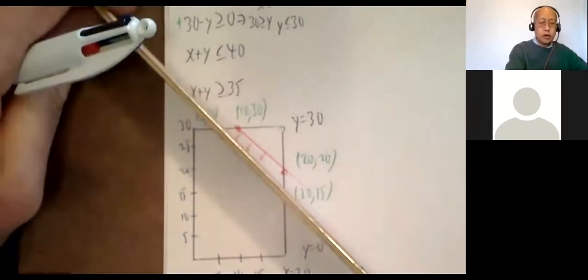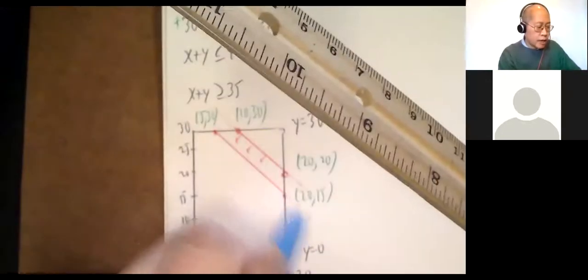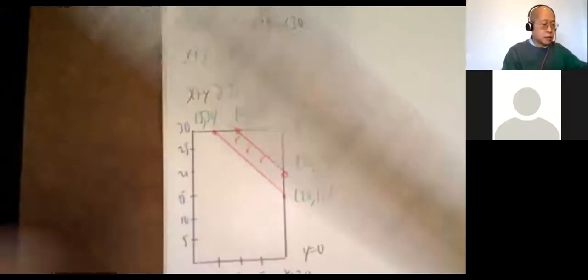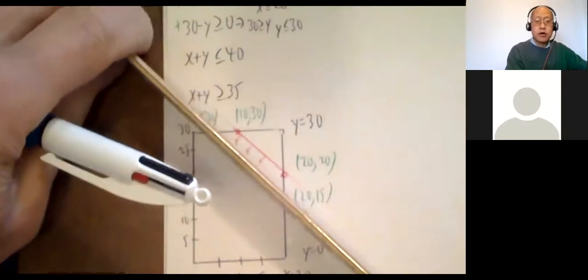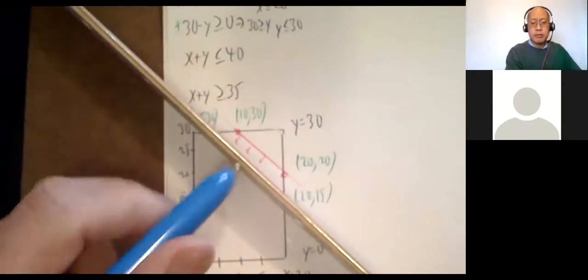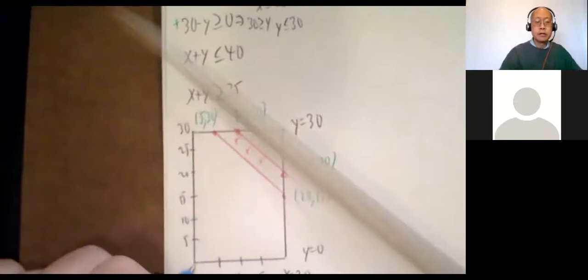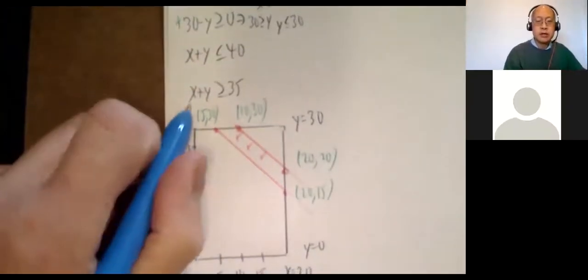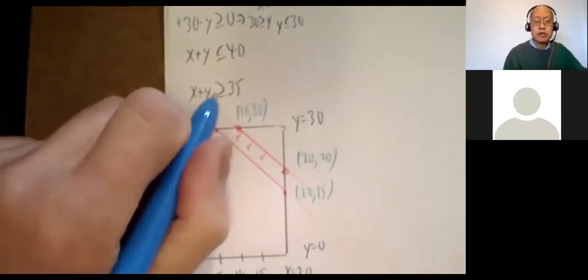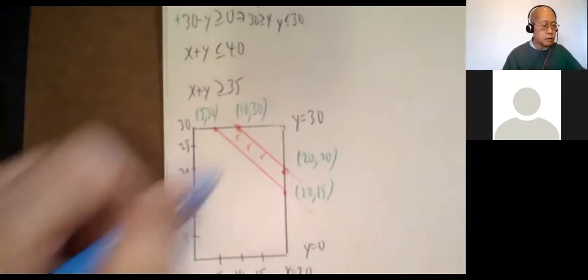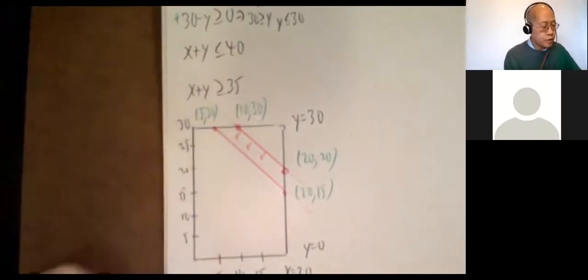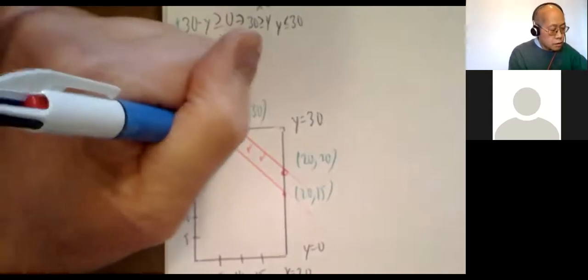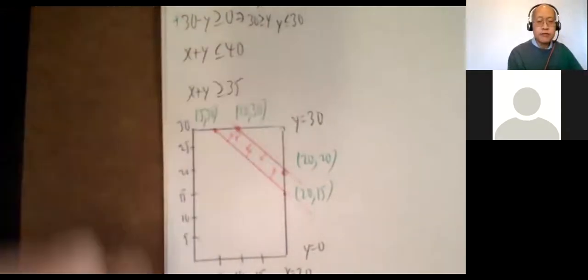All right, so focus only on this line. Yes, we know the line keeps going, but I already know I've got to be within the box. Am I going to shade above or below? So let's try the origin again. 0, 0. 0 plus 0 is 0. 0 is greater than or equal to 35. That's not true. Origin doesn't work. I'm going to shade above.